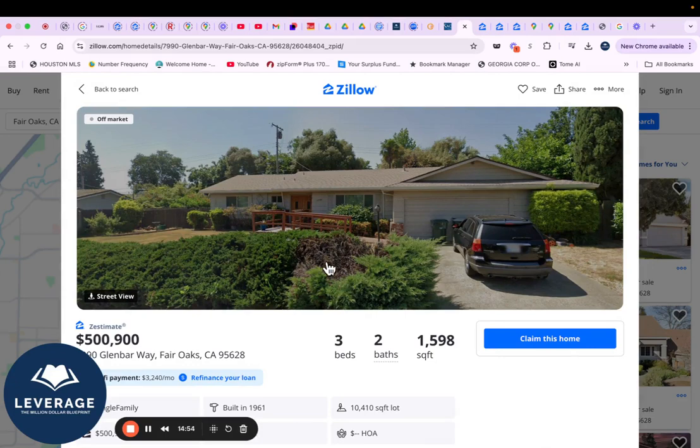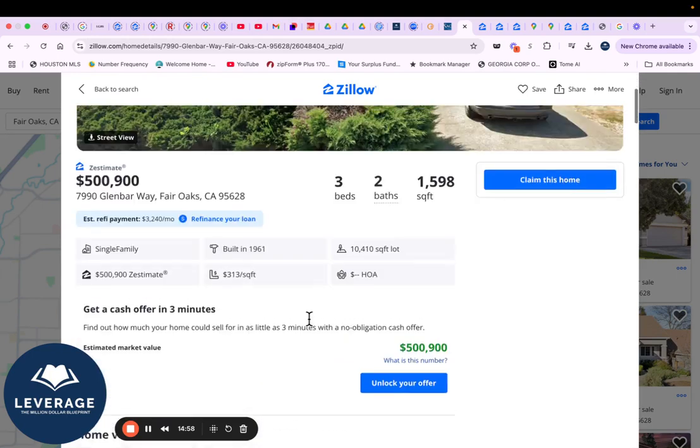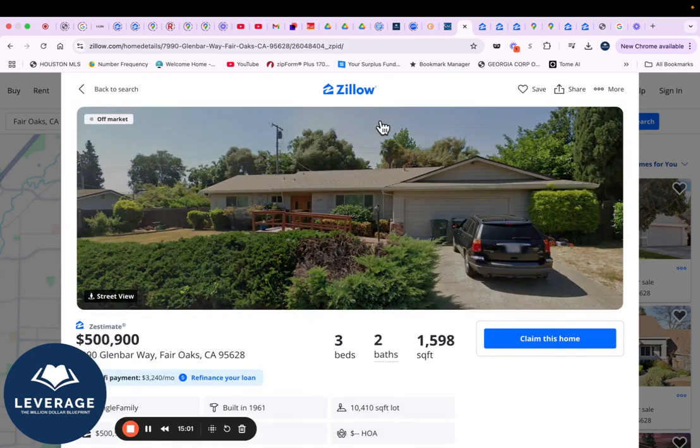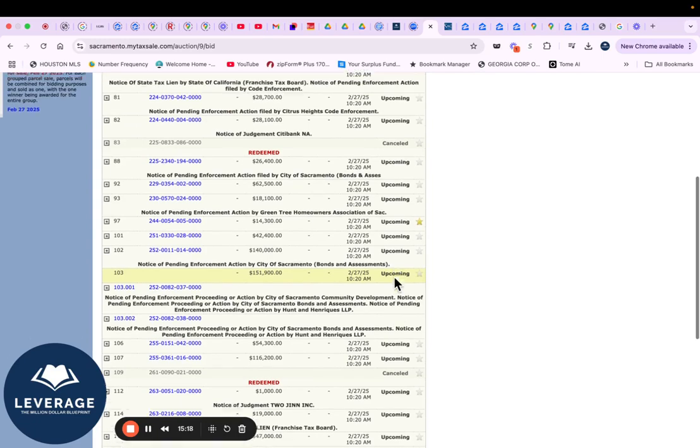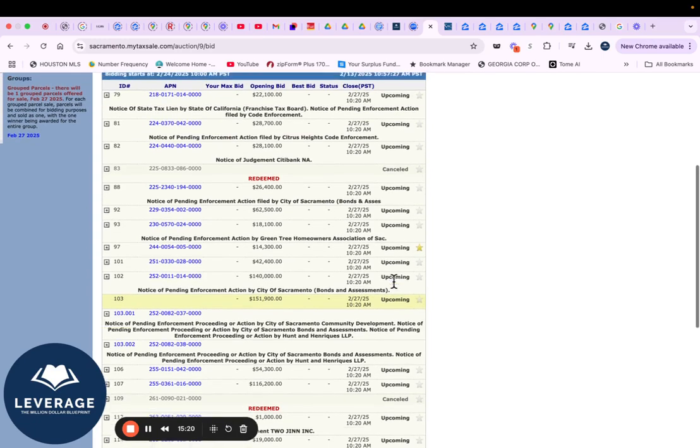And it has a ramp too. It's probably an elderly person. So 500,000, that's pretty good. And the opening bid is 14,000. In my opinion, this one probably will get redeemed. But that's a good one, right? Because even if you get it for 200, you still got $300,000 worth of equity. I think this one will be redeemed. It'd be interesting to see what happens in a week or so.